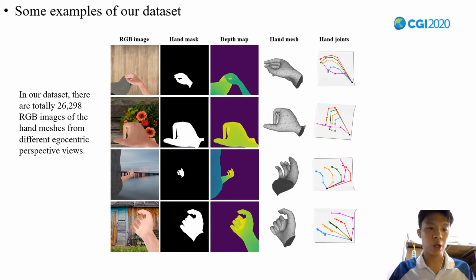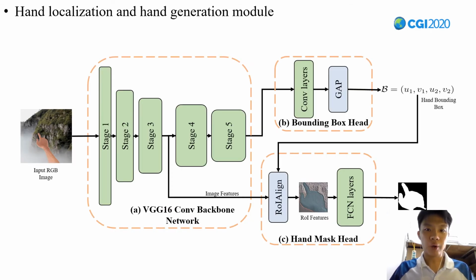In our dataset, there are totally 26,298 RGB images of the hand mesh from different perspective views. Now I'm going to introduce the hand localization and hand mask generation module. This module is composed of a backbone network and two heads. The VGG16 convolutional backbone network takes an RGB image as input to extract latent features, which can be used by the bounding box head to estimate the bounding box of hand.